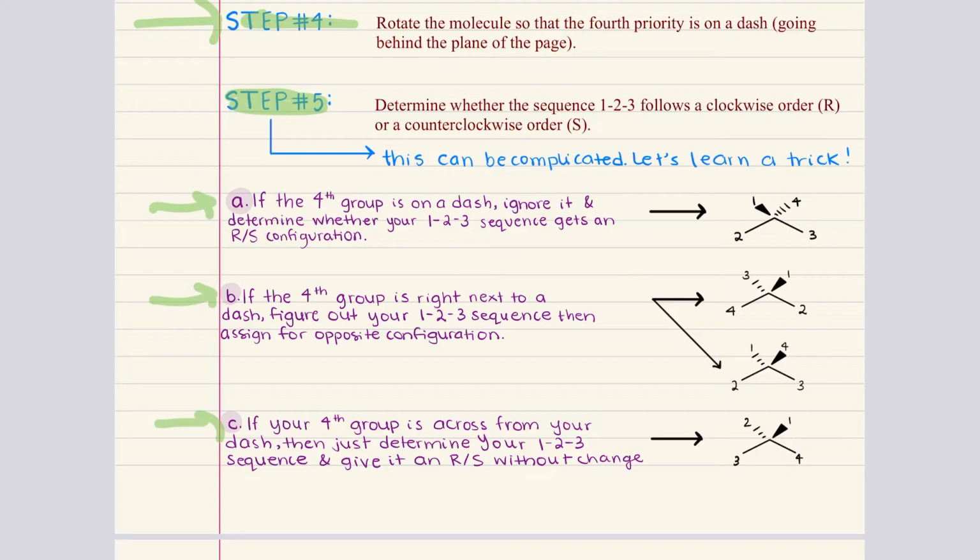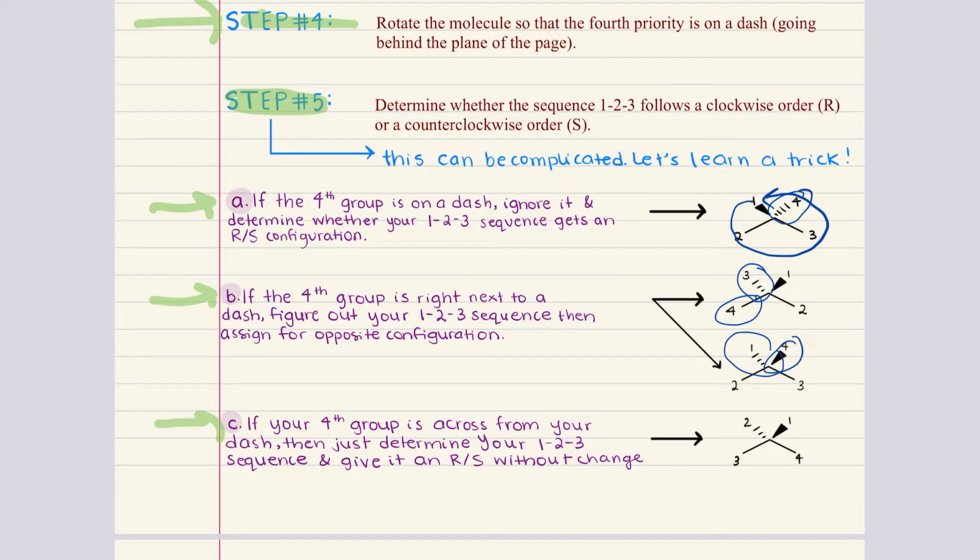We already stated earlier that if the 4th priority group is already on a dash, then you can simply follow the sequence 1, 2, 3 and assign R or S accordingly. But if the 4th group is not on a dash, what do we do? There's 2 possible scenarios from here. The 4th group can be near the dash.